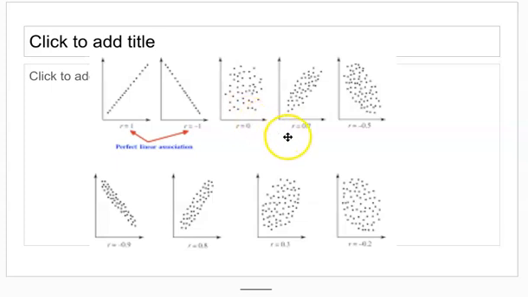Okay. So for example, 0.7. 0.7 is a positive correlation. So as one variable goes up, the other one goes up. It's a positive correlation. The line of best fit would fit through here. They're close to this perfect line, but not exact. So that's a strong positive correlation, but not a perfect correlation.